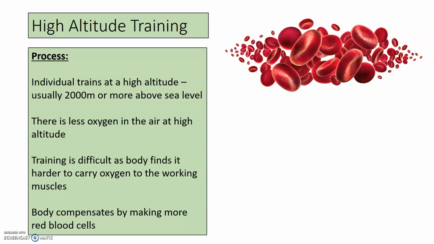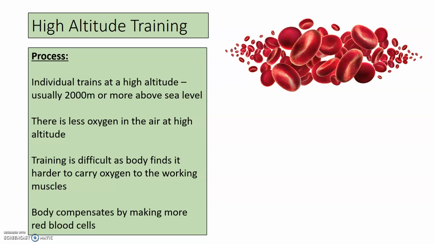So in regards to the process of high altitude training, this is how the process works. So in essence, an individual or team for that matter will train at high altitude. So as I said before, geographically speaking, we're looking at places that are 2,000 meters or above sea level. At this stage, when we're 2,000 meters above sea level, we have got a low pressure system. So there are less air molecules in the air. And that means that there'll be less oxygen in the air at this high altitude.